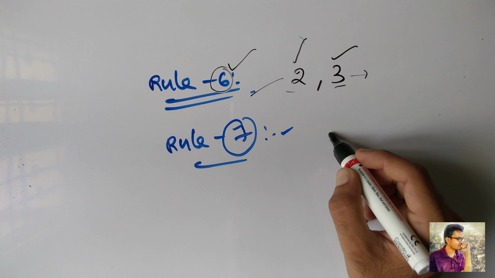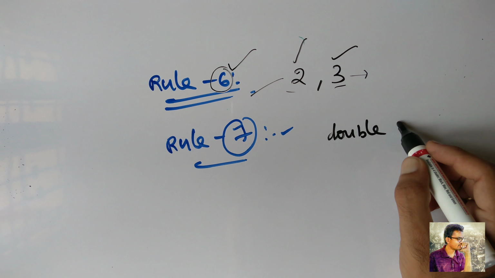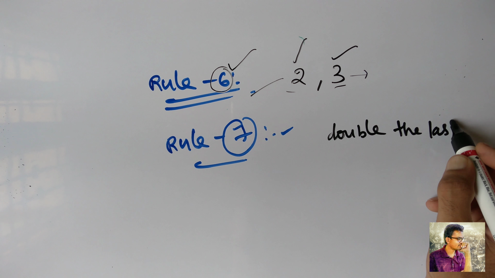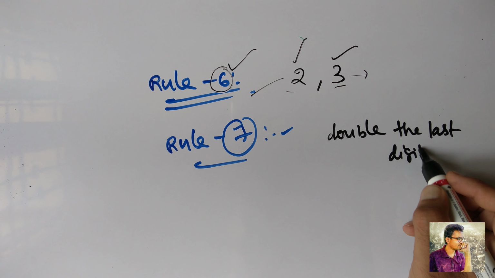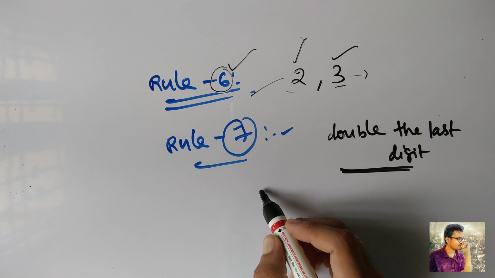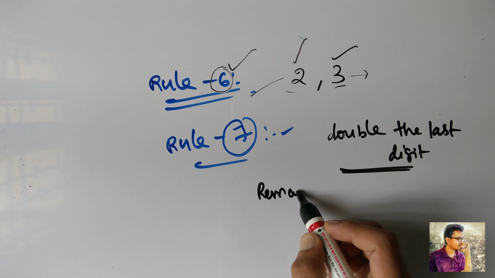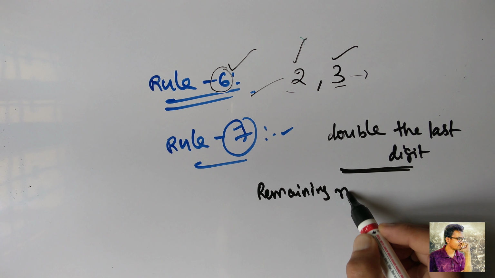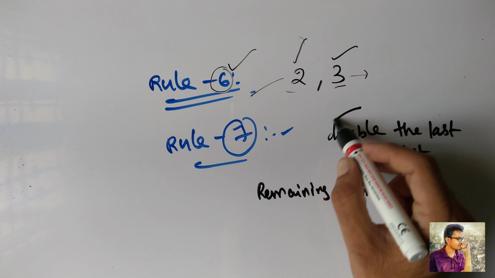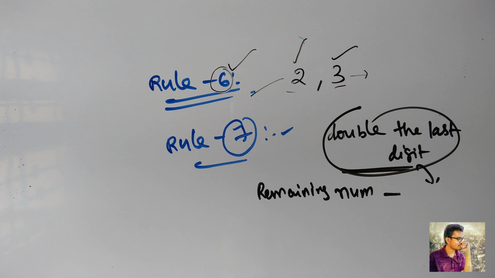First of all, double the last digit and subtract this answer from the remaining number. Remaining number minus this double of the last digit. Now let me take an example to make you more clear.